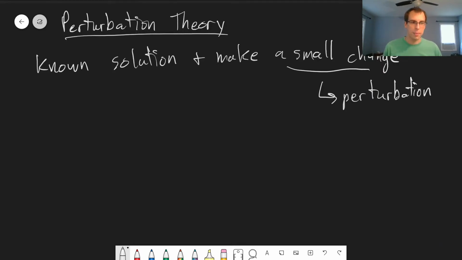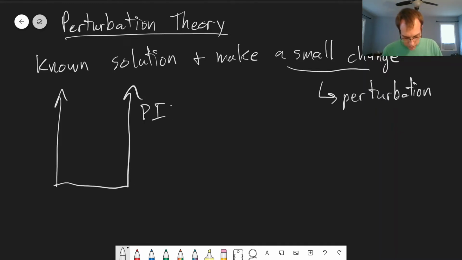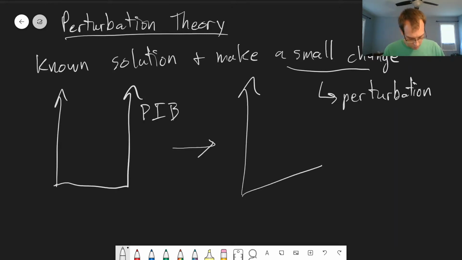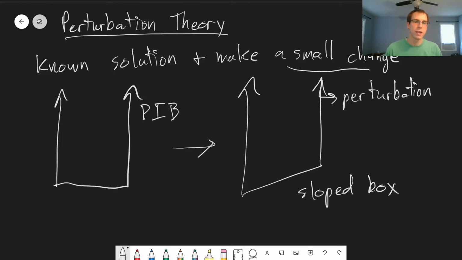So let's look at an example. I think it makes more sense if we do that. Let's say we have a particle in a box. We'll stick with a one-dimensional example to keep this straightforward. What if the box isn't just flat at the bottom, but it's sloped? So the potential energy isn't strictly zero, but it increases linearly across the bottom of the box.